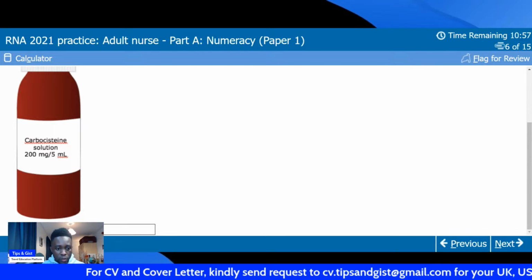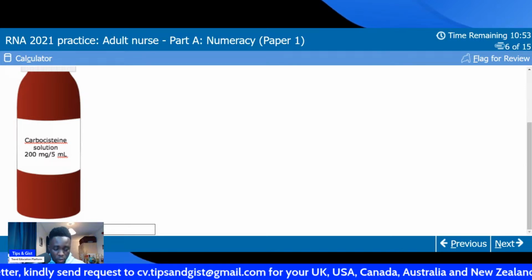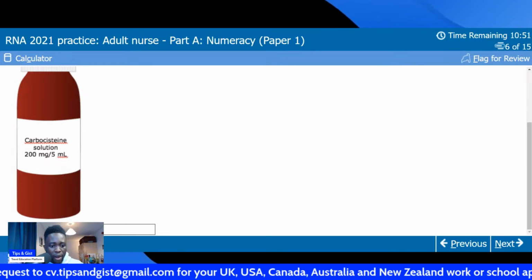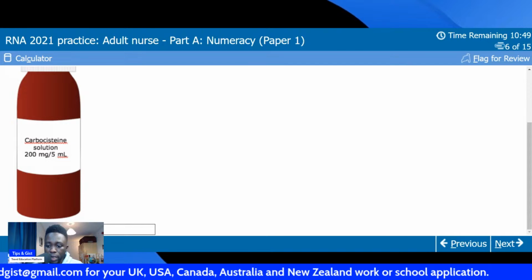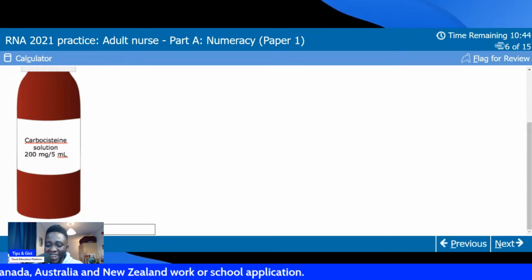Now let me do my calculation on the paper, and after that I'll show it to you, because holding the camera and writing it at the same time is very difficult. Somebody is even saying 3. 3 what? 3 milligram.